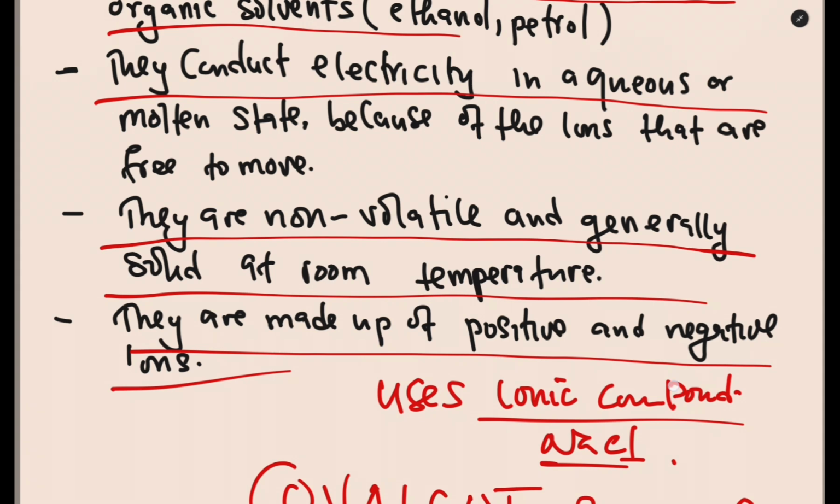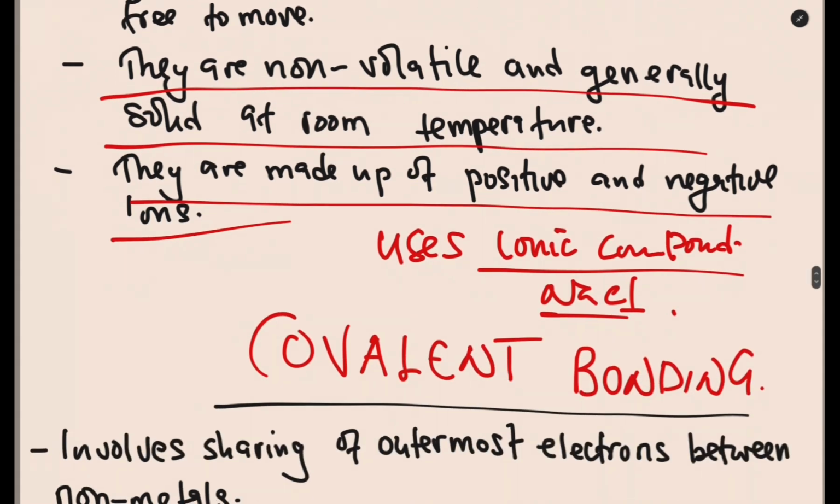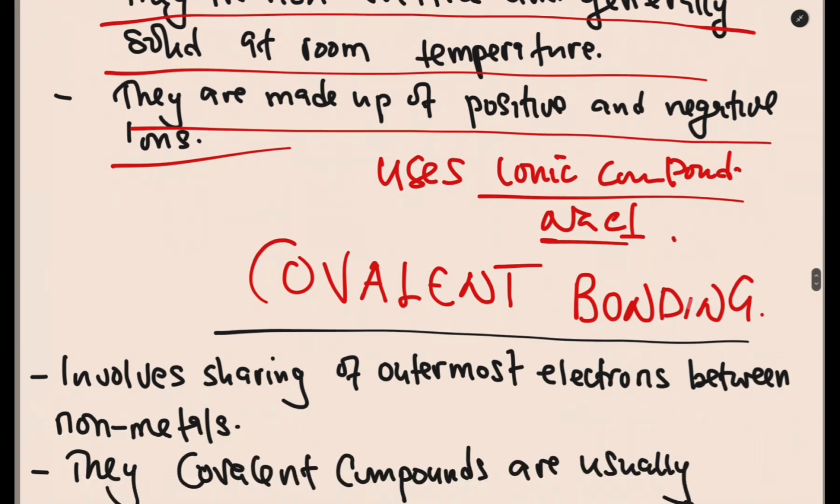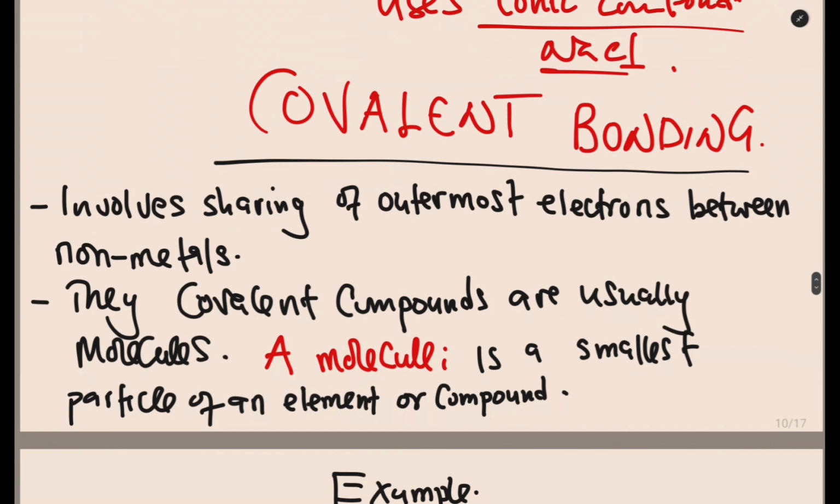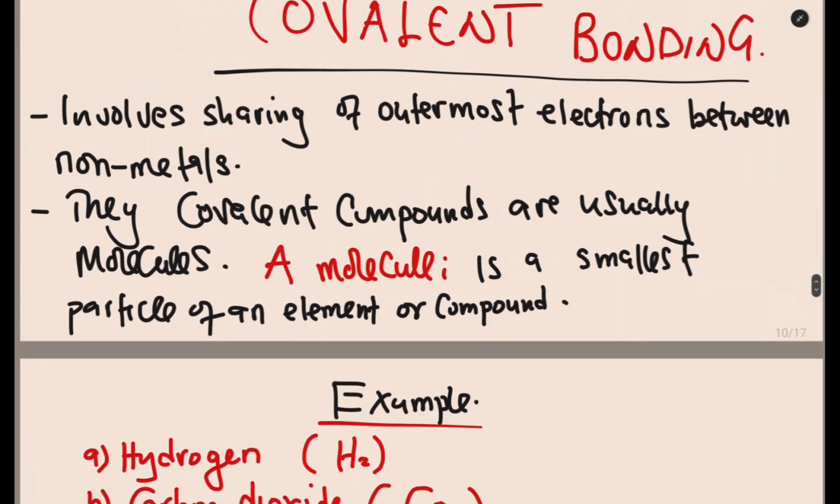Very important. All right, let us shift our attention now to covalent bonding. So covalent bonding, what does it involve? It involves sharing of electrons. In ionic bonding, we said it involves transfer of electrons, but covalent bonding involves sharing of electrons between non-metals. That is very important, and it results in the formation of the molecule.